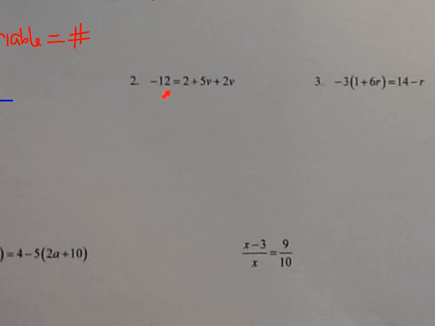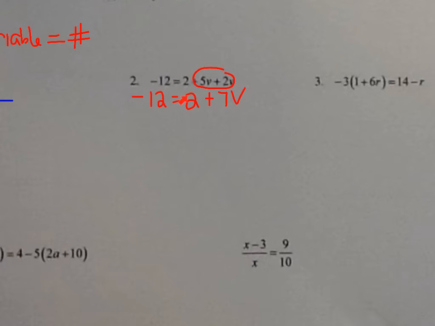All right, let's take a look at number 2. We have negative 12 equals 2 plus 5v plus 2v. I notice right away that I have 2 of the same variable on the right side together. So I want to combine those like terms first. So we have negative 12 equals 2 plus, 5v plus 2v is 7v. Now I have a number on both sides here, so I want to move one. I don't want to move the negative 12, because I don't want to leave nothing over here and put everything on the right side.